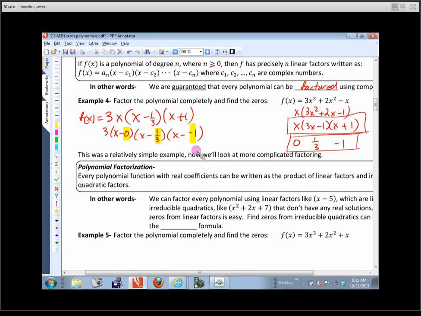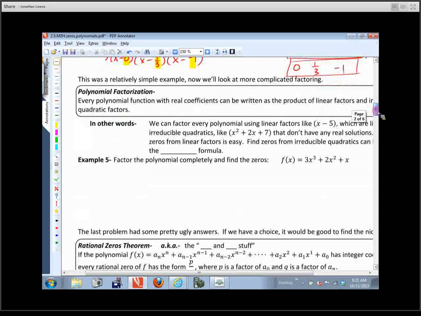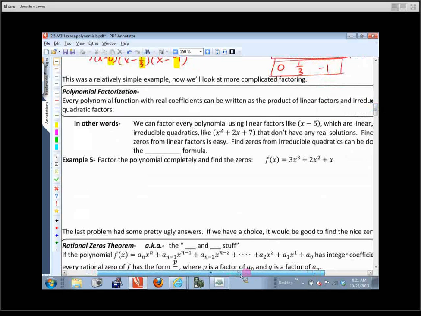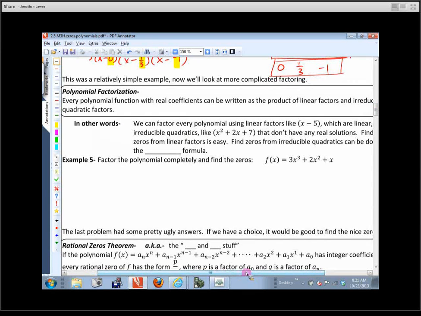Okay? Any questions? Okay. Doing all right? Okay. A couple more ideas on this page. Okay, that last example was relatively easy. Okay, it's very similar to ones that we've done before.